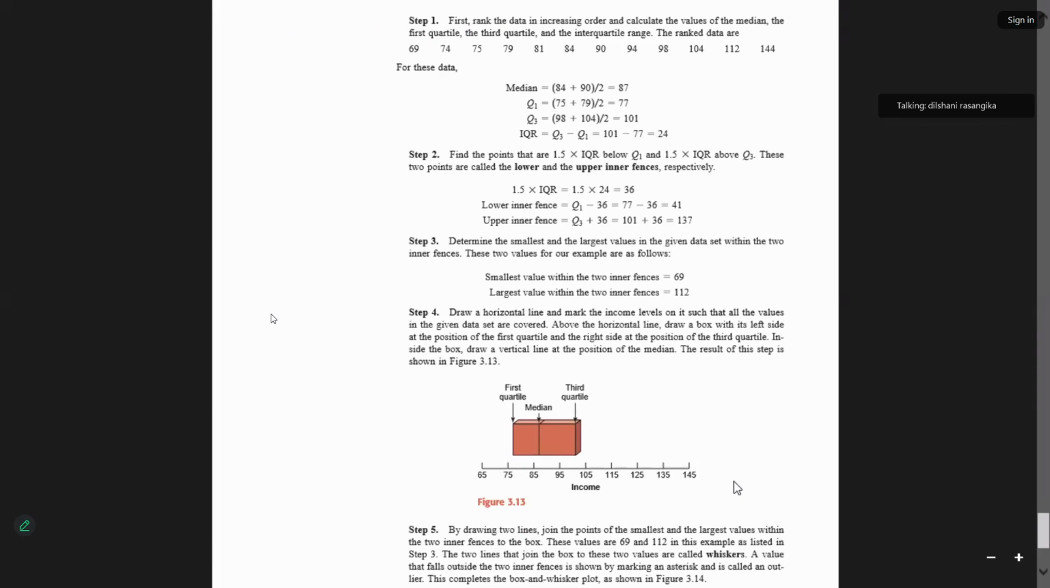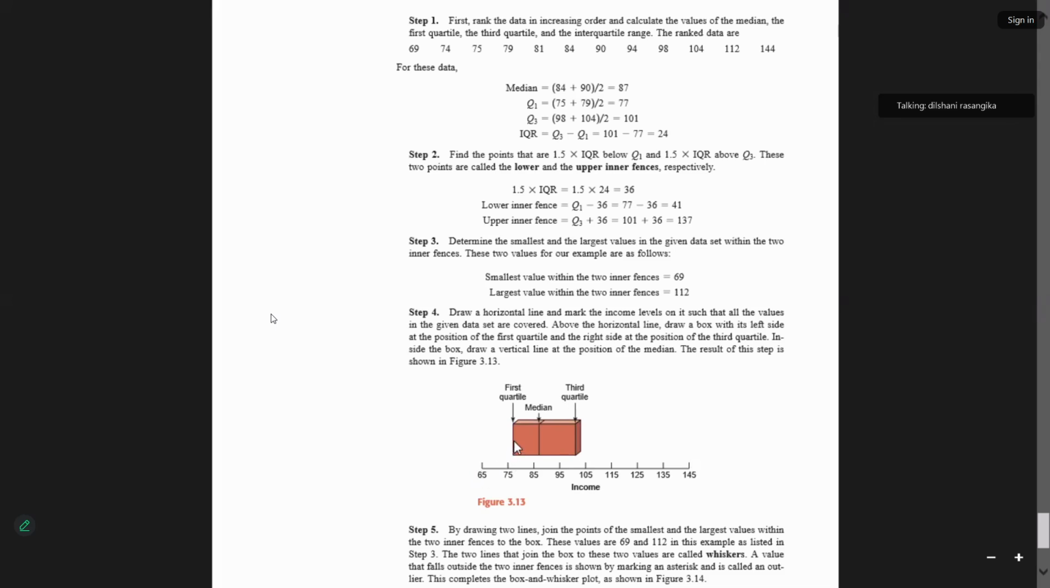First you need to draw the horizontal line. Then you need to mark the values between 69 and 144. Then we can mark it by 5 by 5. You can decide it, right? Then I am starting with a value less than the first value. That means I can start from 65, right?